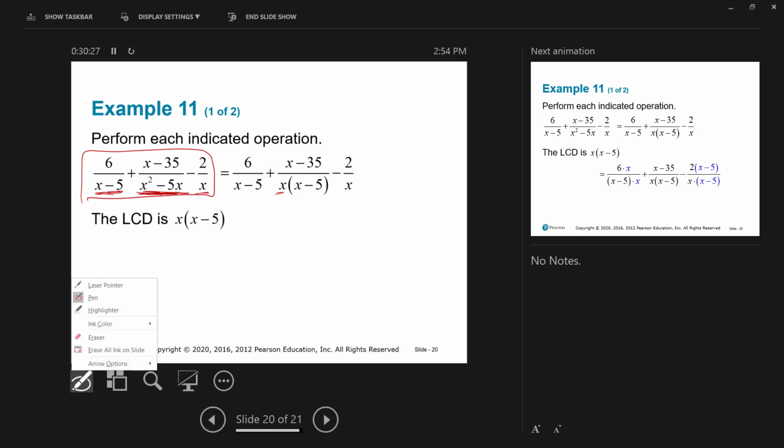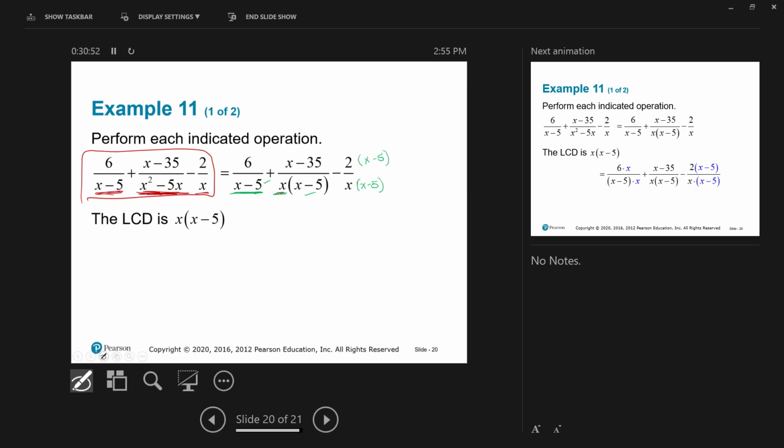Now remember, we have to make all these denominators look the same. So this first denominator has the x minus 5, and so does the second denominator. Does the third denominator? Nope, so we need to multiply by x minus 5. Just on the bottom? That's right. Top also.